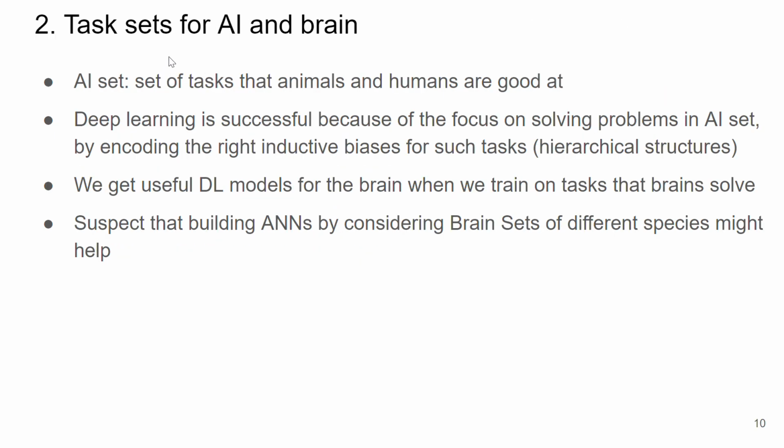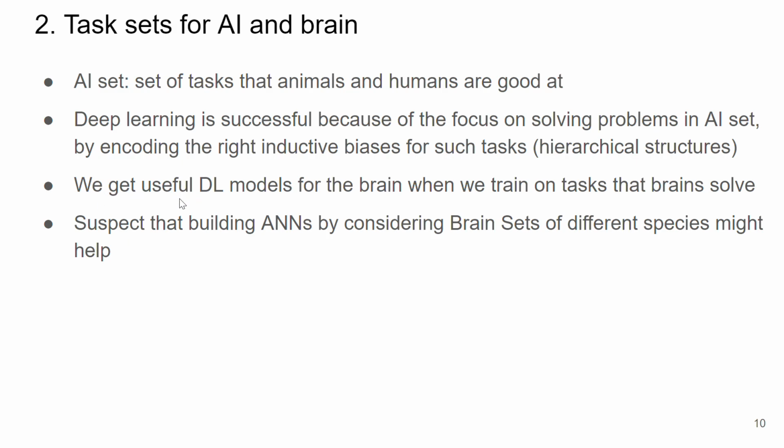And another important consideration when we train AI and brain is the tasks that they are trained on. So the AI set, defined by Yann LeCun and Yoshua Bengio back in 2007, is defined as the set of tasks that animals and humans are good at. And deep learning is successful because of the focus on solving problems in the AI set, where we're trying to encode the right inductive biases for such tasks in the natural world. For example, image recognition, or say NLP.